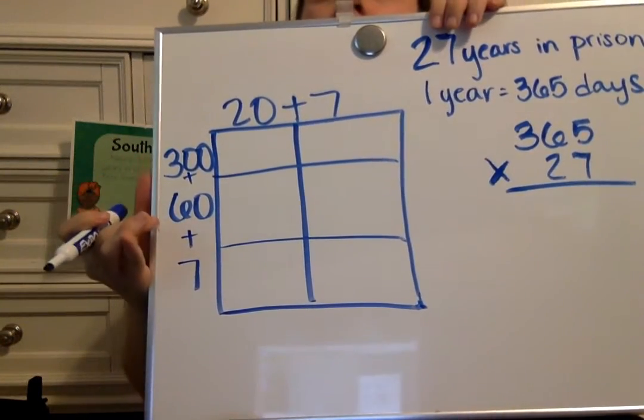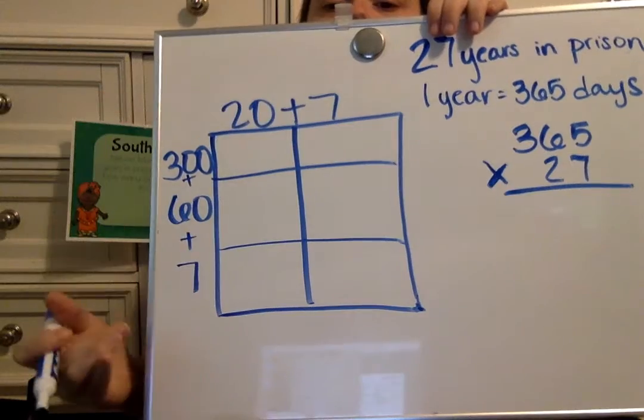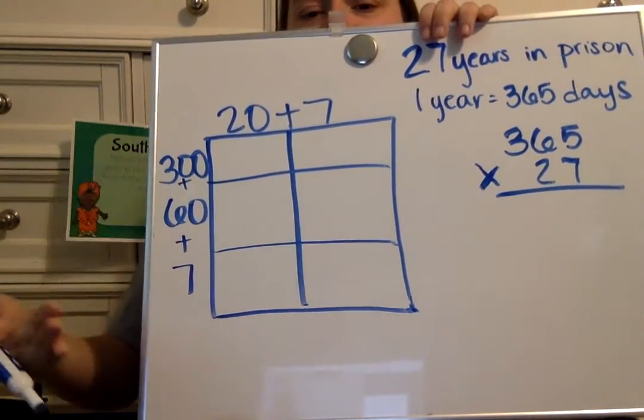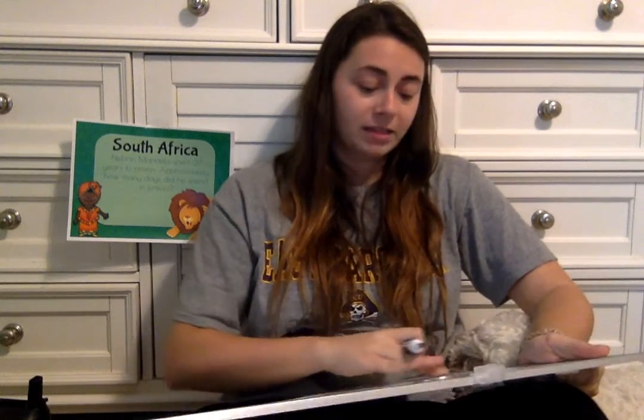Remember, when we do the area model, we break it up by place value. So I've got 20 plus 7 on top, and then 300 plus 60 plus 7. And that's going to give me 365, why did I do 7? I meant to do 5. It's all a part of math. See how simple mistakes could mess me up? I'm glad I caught that. So we have 300 plus 60 plus 5, which is 365, times 20 plus 7, which gives us 27.